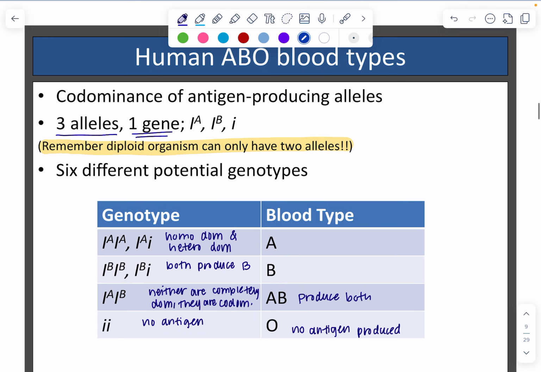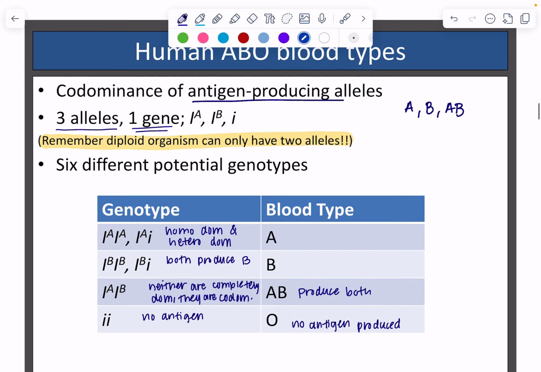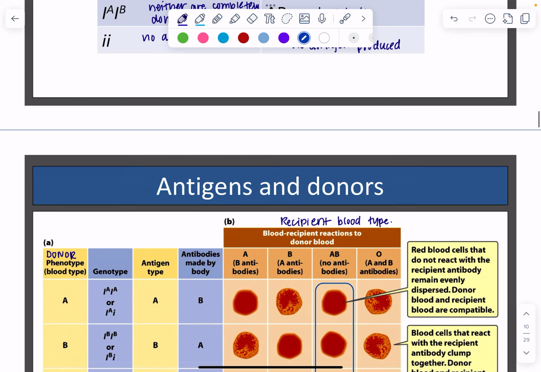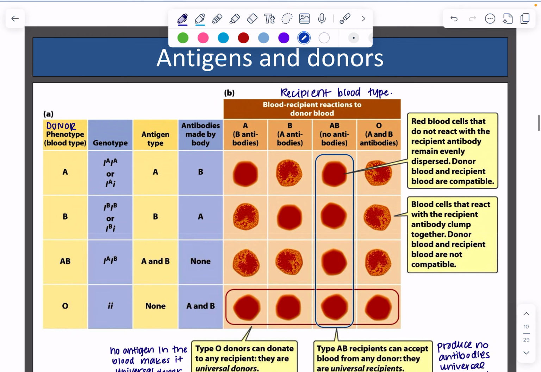we can see it in blood types. So you get the codominance of antigen products. Your blood produces antigens. They can either produce antigens for A, or antigens for B, or antigens for both A and B. And they show you that down here. So genotype AA or AI, you're going to get blood type A. And blood type A means, blood recipient reactions to donor blood.